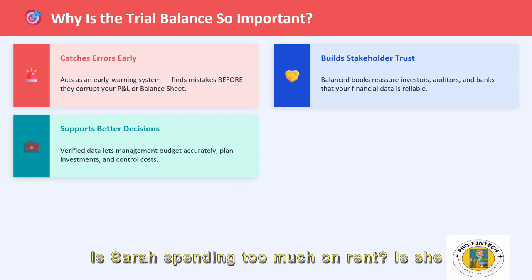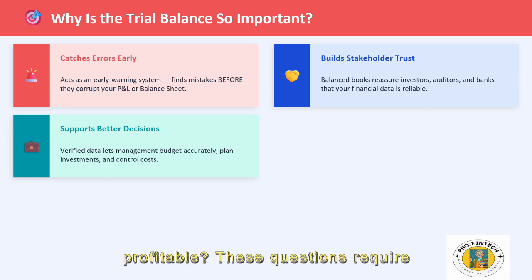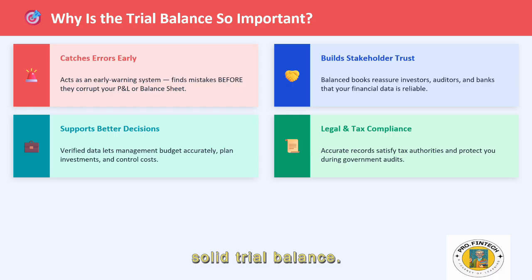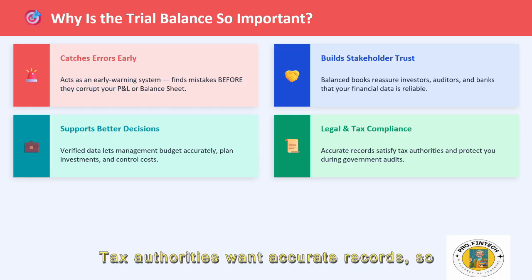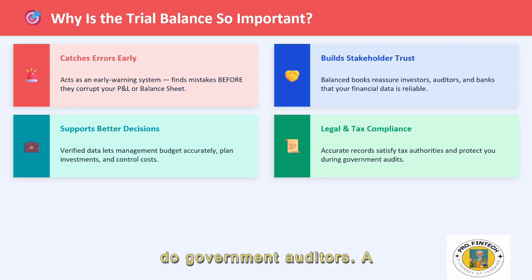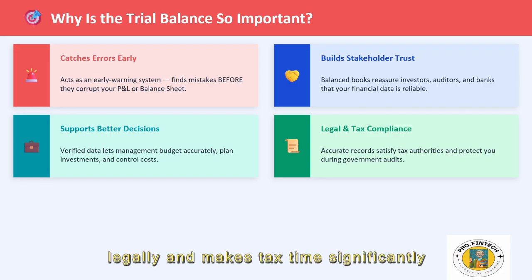Is Sarah spending too much on rent? Is she profitable? These questions require accurate financials, which start with a solid trial balance. Reason 4, legal and tax compliance. Tax authorities want accurate records, so do government auditors. A clean trial balance helps protect you legally and makes tax time significantly less painful.